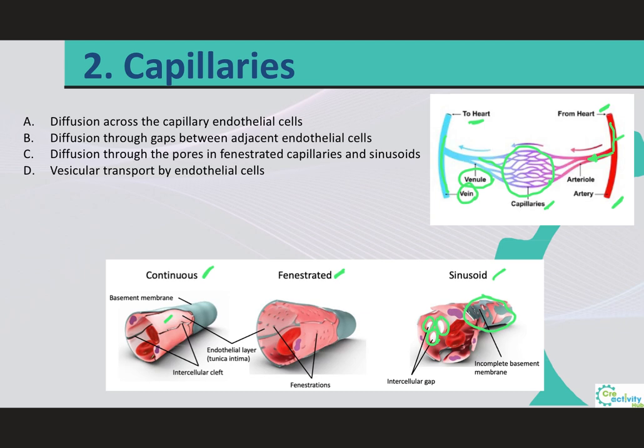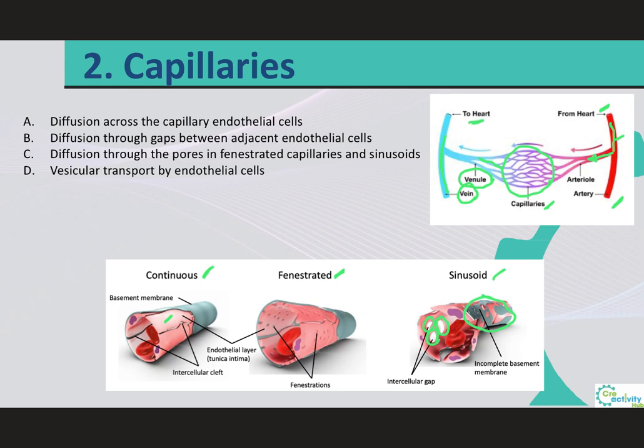And as a result, the sinusoids will permit the free exchange of water and solutes, such as plasma proteins, between the blood and the interstitial fluid. And the blood will move through the sinusoid slowly, and this will maximize the time available for absorption and also for secretion across the sinusoid walls.